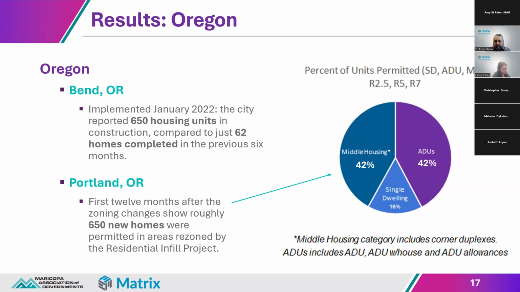So in Bend, what they found is that after they implemented the new regulations from the model ordinance to allow for these other types of housing, they had over 650 units go into permitting and construction within the first month. In the previous 6 months, they had 62 homes that had completed construction. So there was a huge difference in how many houses started versus how many were completed in the past 6 months. It's clearly a tenfold increase in starts for that community.